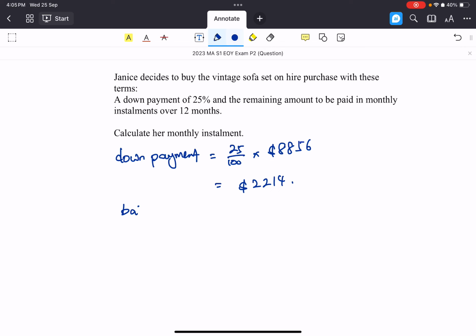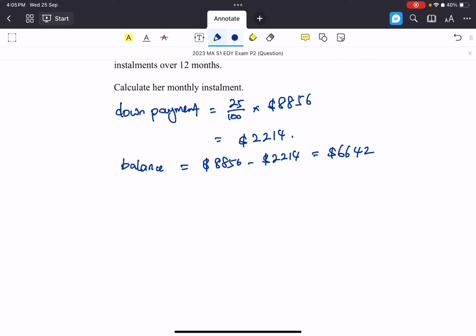So the balance will be 8856 minus the down payment, which will give us 6642. So 6642 is the amount that is going to be paid by installment. So we need to divide it by how many months? 12 months.